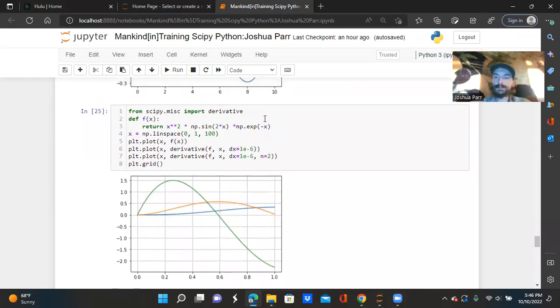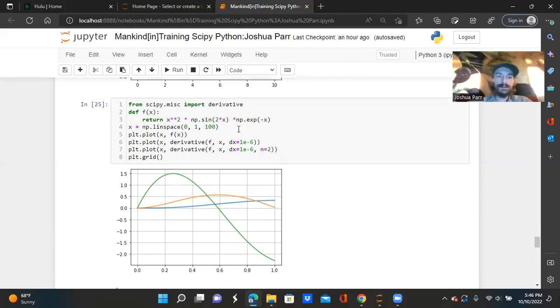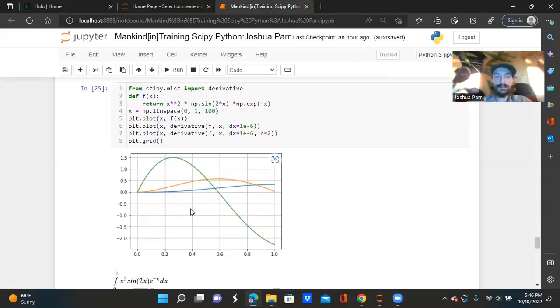So now we are going to do some calculus. I'm going to import from scipy.misc the derivative function. And I'm creating a function f of x that's going to return x squared times sine of 2 times x and the exponent of negative x. I'm creating another linspace array from 0 to 1 with 100 values. Now I'm plotting x and f of x, and I'm finding the first and second derivatives, and plotting them all together. The function and the first and second derivatives all in the same grid.